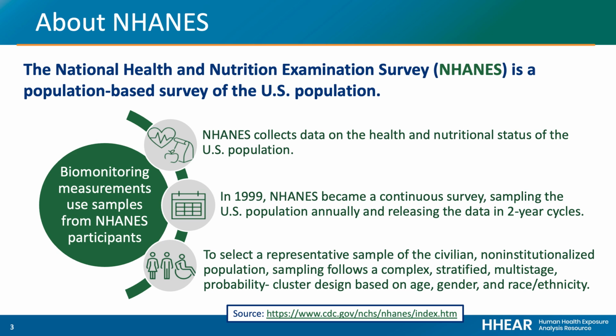population. Beginning in 1999, NHANES became a continuous survey, sampling the U.S. population annually and releasing the data in 2-year cycles. The sampling plan follows a complex, stratified, multi-stage probability cluster design to select a representative sample of the civilian, non-institutionalized population based on age, gender, and race/ethnicity.